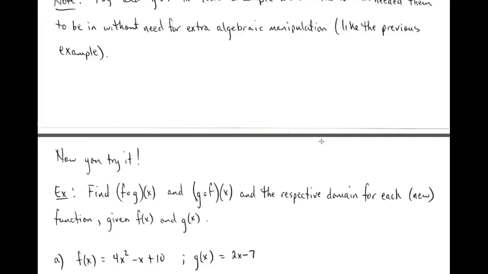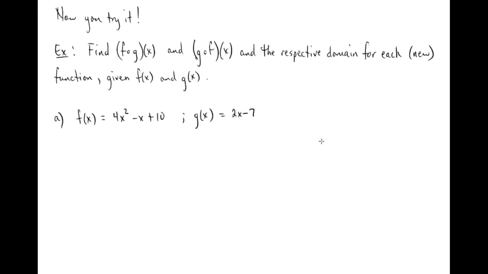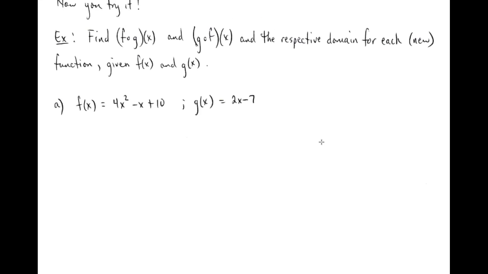All right, so now we're going to do some examples on our own here. So we'll start off with this first one. We want to form what f of g of x is and what g of f of x is, and then find the domain of each. So we'll start off with f of g of x. Everywhere where we see x, we will replace it with g of x.